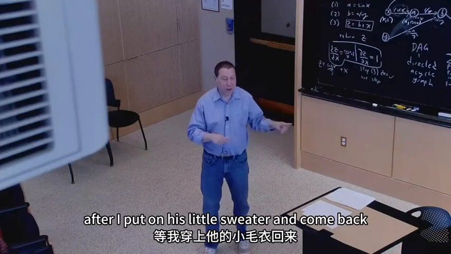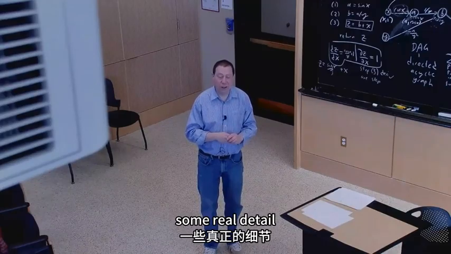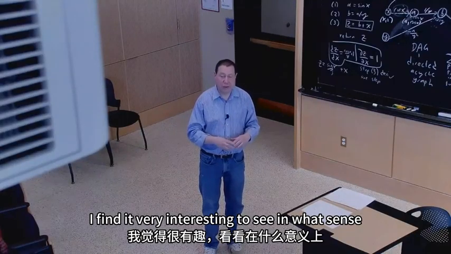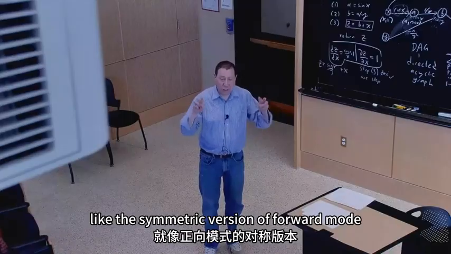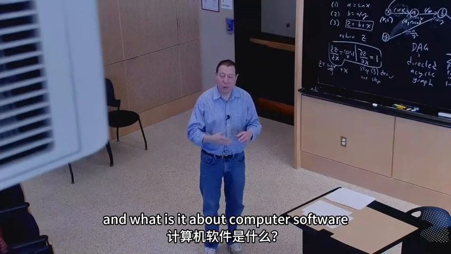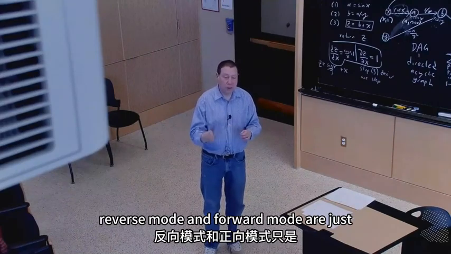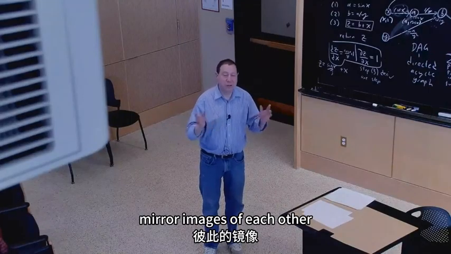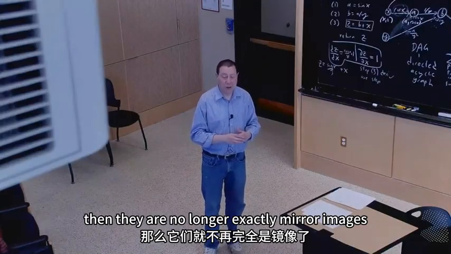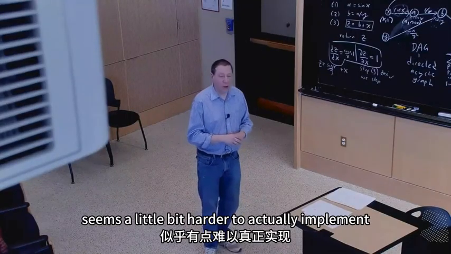So after the break, after I put on his little sweater and come back, I'm going to discuss reverse mode in some real detail. I find it very interesting to see in what sense reverse mode is like the symmetric version of forward mode, like it's just looking at it in the mirror. And what is it about computer software which makes it asymmetric? From a pure math point of view, reverse mode and forward mode are just mirror images of each other. But because of the realities of how computers execute, they are no longer exactly mirror images, and reverse mode seems a little bit harder to actually implement.